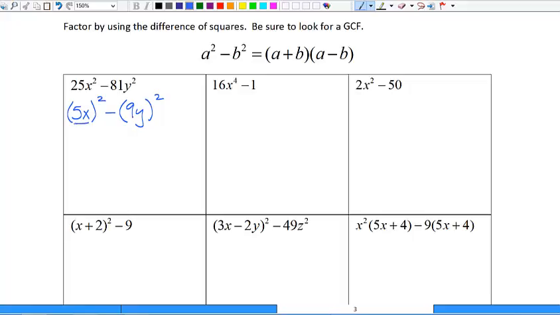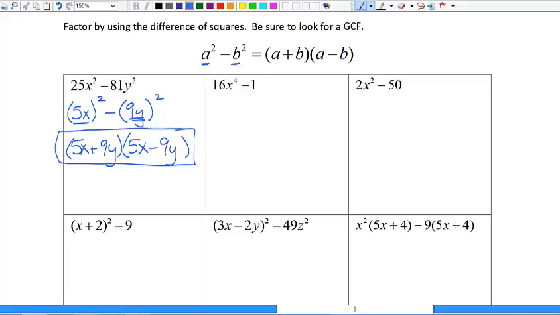So now the 5x is like my a being squared. My 9y is like my b being squared. And my formula says a plus b and a minus b, which means the 5x goes in the fronts of both my parentheses. The 9y goes in the backs of both my parentheses. And my signs are just one of each. This is probably the easiest of the three formulas to memorize. It's just a plus b and a minus b. Students often really do well with this formula. So on the next problem, do we have a GCF? Well, no, you can't ever have a GCF with 1.